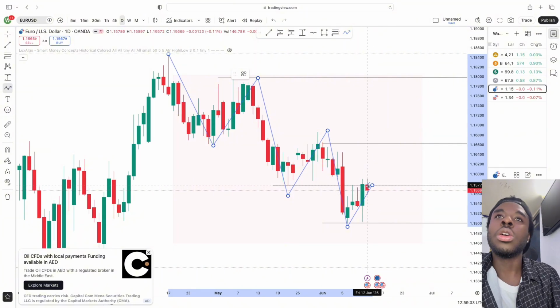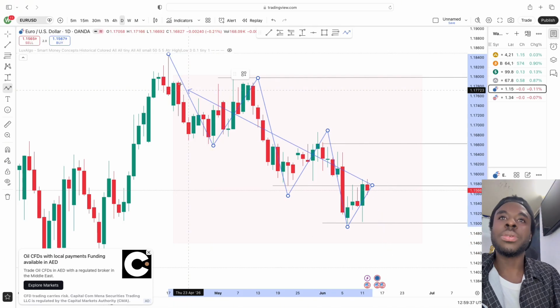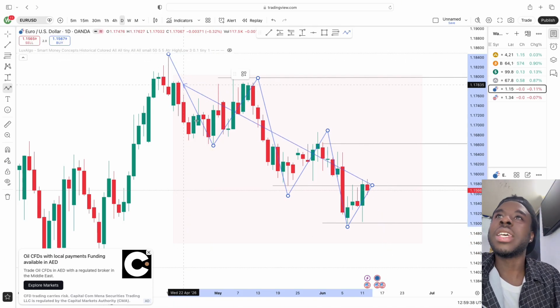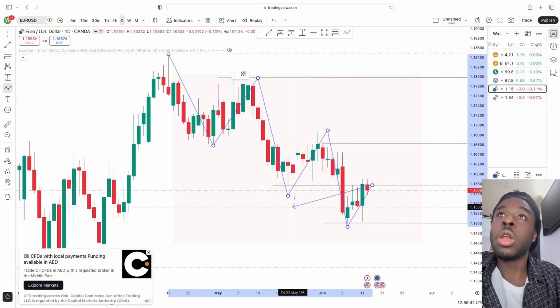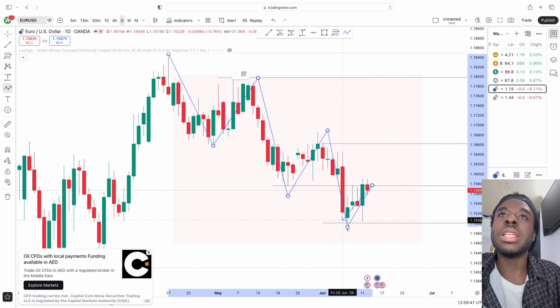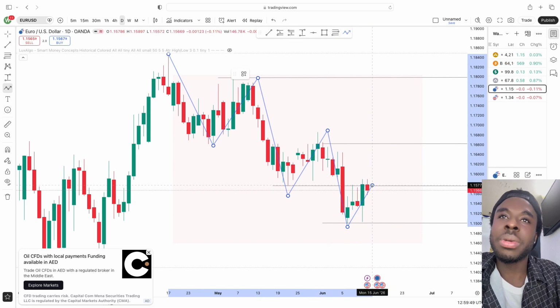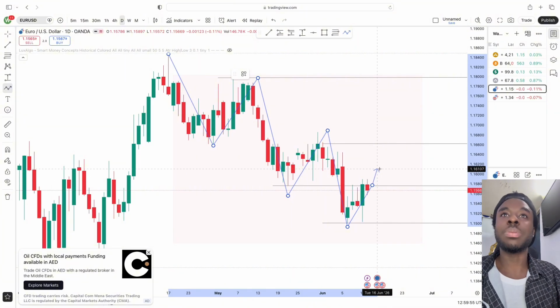If we see a lower high, what do you want to see next? You want to see a lower low, right? Same like this. If you see a lower high over here, what are we expecting? We are expecting a lower low. Anytime we see a lower high over here, what are we expecting? We are expecting a lower low. So now we are in a lower high phase. So what do we expect?